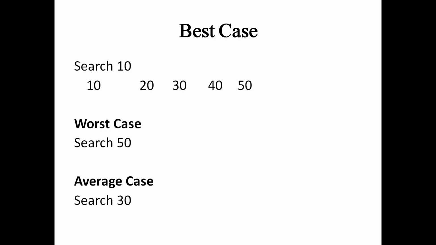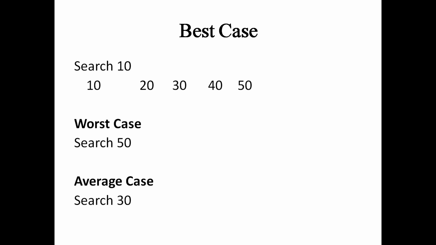Now let's discuss different running time cases. Suppose we perform linear search. Array contains 10, 20, 30, 40, 50. We want to find 10. The element is already at the first position. Only one comparison is required. This is called best case. The algorithm performs under ideal conditions.